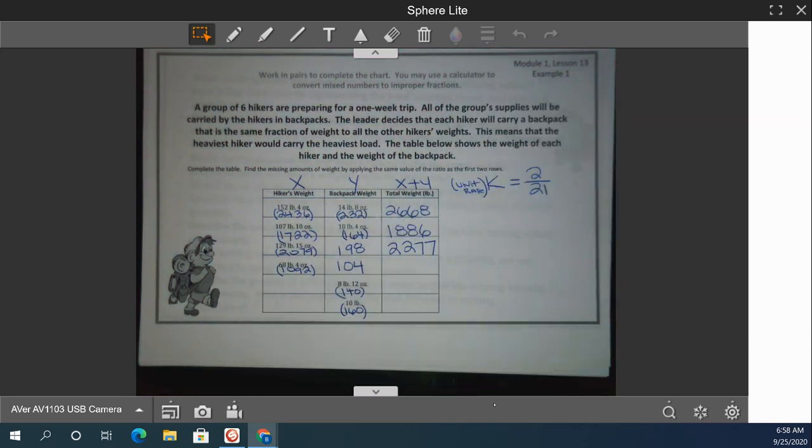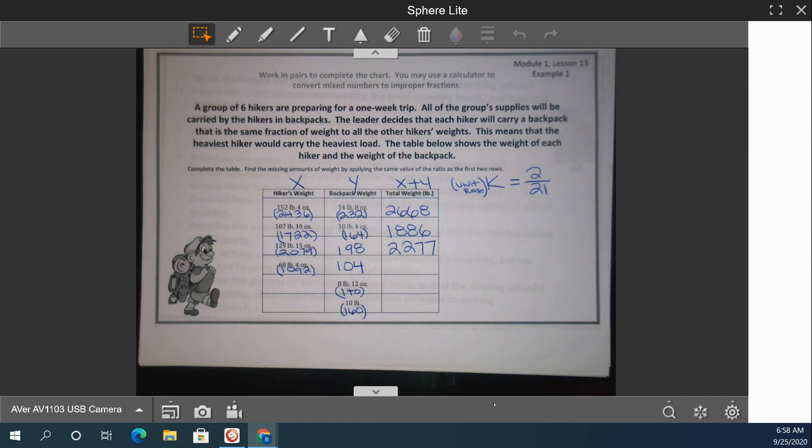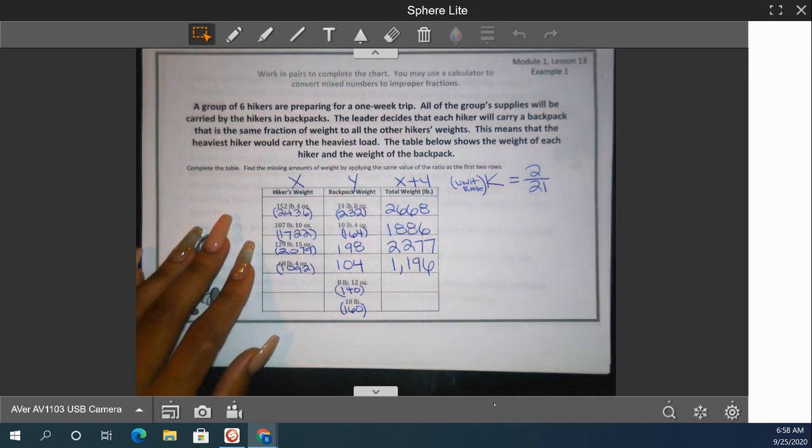And remember, to find your total weight, you're going to add these two numbers together. So when you add 1,092 to 104, you get 1,196. Okay?